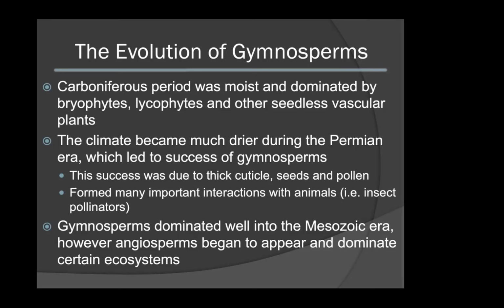In addition, many of these gymnosperms formed important interactions with animals such as insect pollinators. This also helped increase the genetic diversity as well as increase the dispersal ability of the pollen. Gymnosperms in general dominated the landscape well into the Mesozoic era. However, angiosperms began to appear during this time and also began to dominate certain ecosystems, leading to the landscape that we see today.